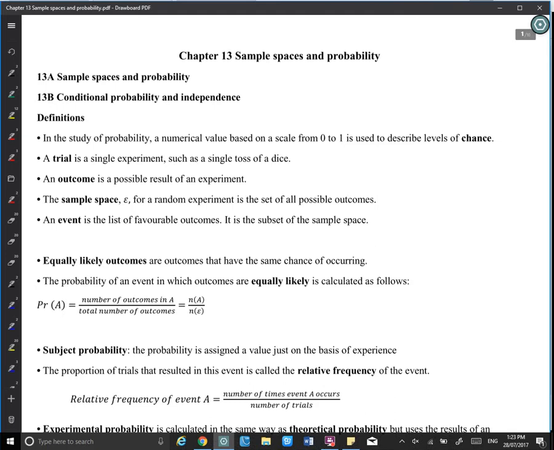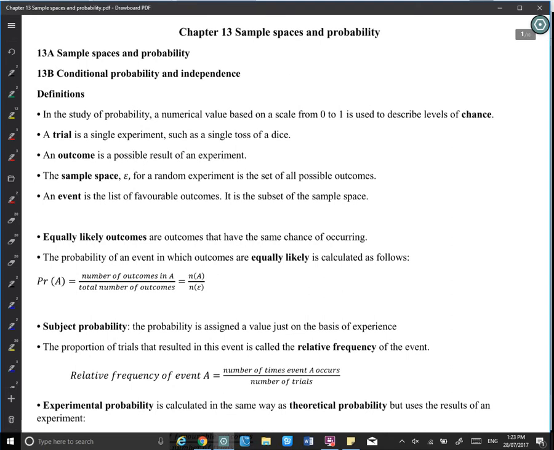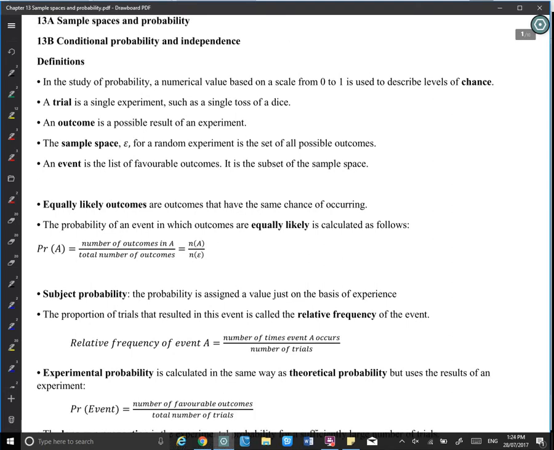Okay, what is this talking about? Sample space and probability, I don't really want to repeat all of this. What is probability? Probability is a number in between 0 and 1. What is a trial? A trial is an experiment. What is an outcome? An outcome is a possible result from this experiment. What's a sample space? A sample space is a collection of outcomes, it's a set.